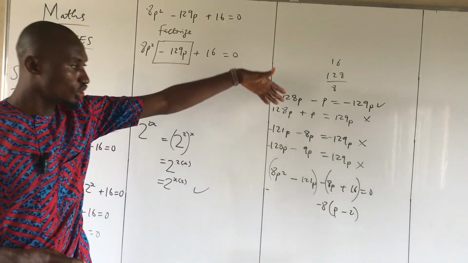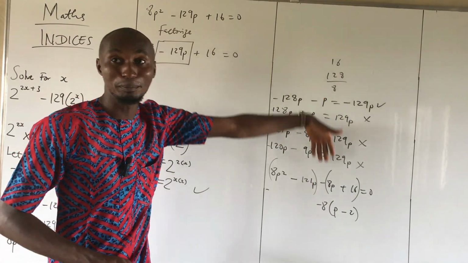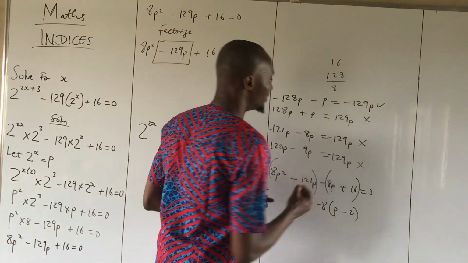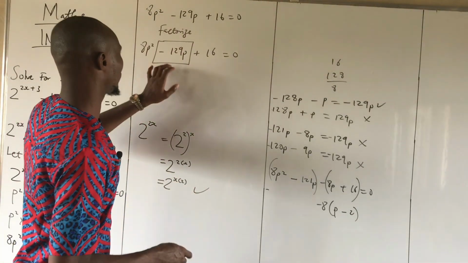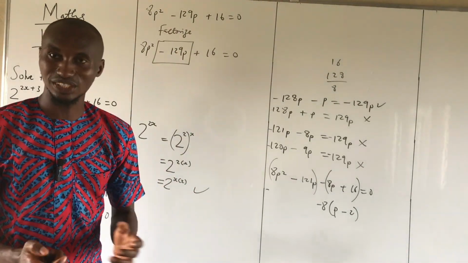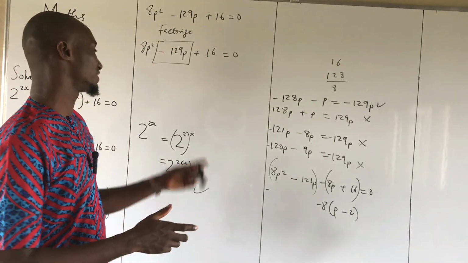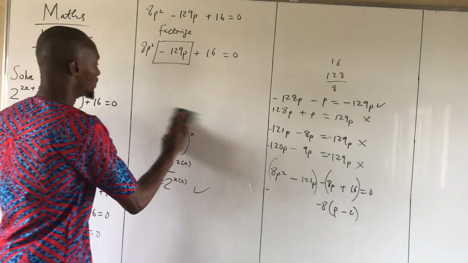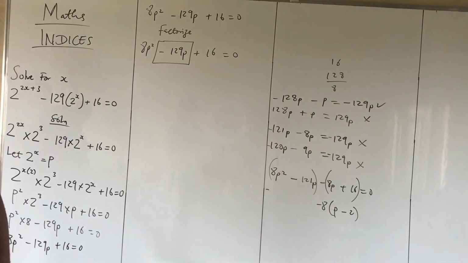Minus 128p minus p will give us minus 129p, which is correct. If I should go very in depth on this, I will give you a list of many numbers that will give you minus 129, but they can never fit perfectly in this quadratic equation. That is the concept of factorization. I'm sorry, I digress. Let's go straight to what we have today. This is indices. One day I'm going to teach factorization very well on this channel so that you will learn.